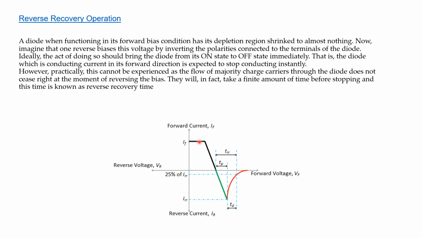So if you see here, there was the forward conduction, and suddenly you change the polarity. It doesn't stop, and it keeps going down, and then recovers back. Once it is off, it's supposed to be a straight line over here, but that doesn't happen. It goes down and again comes up. So this total time is nothing but the reverse recovery time.